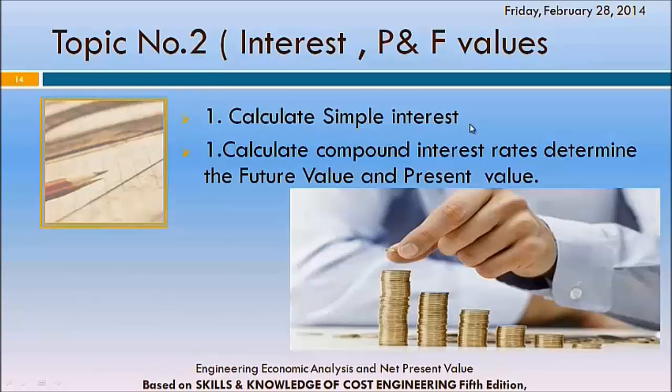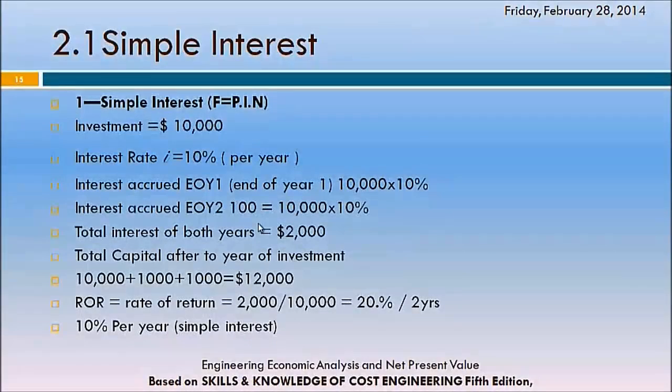Okay, so we're going to calculate simple interest in the next slides, and then we are going to calculate compound interest and determine the future value and present value. Sorry for that, this should be number 2. Okay, next slide. Okay, simple interest. What is the simple interest formula? So simple interest is just a simple multiplication of interest rate into the number of years. There is no compounding effect.